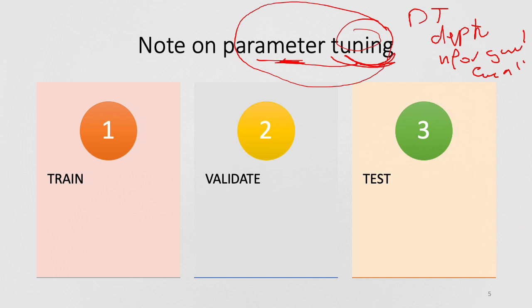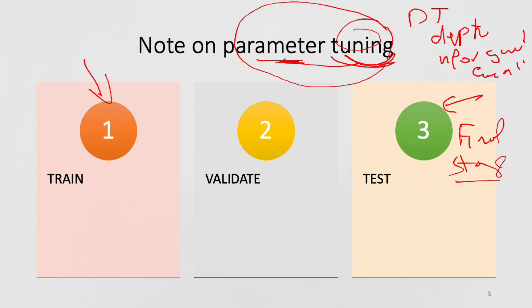Now, we said that the training data is what we train the model on, and the testing data is what we evaluate and test our model on, and this should be really the final stage before deployment of the model.